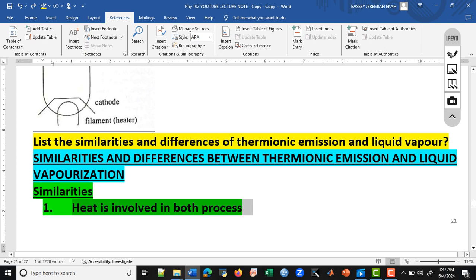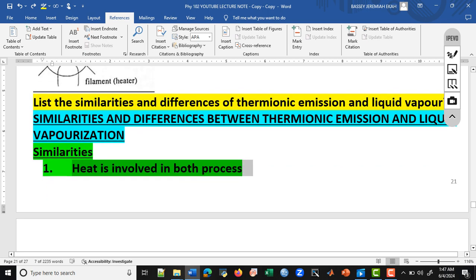So the first point for similarity is that heat is involved in both processes. When we talk about thermionic emission, heat is involved, and when we talk about liquid vapor, when you heat water, it transforms to another state, which is the vapor state. Of course, both of them involve heat. So heat is involved in the process.